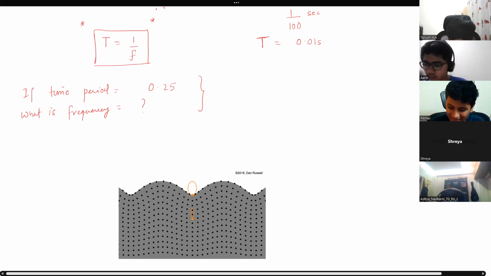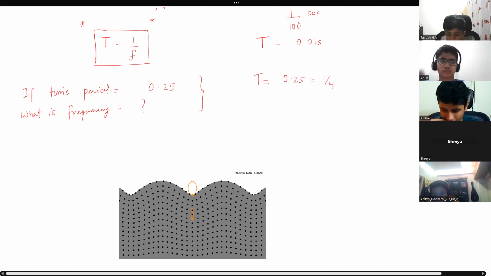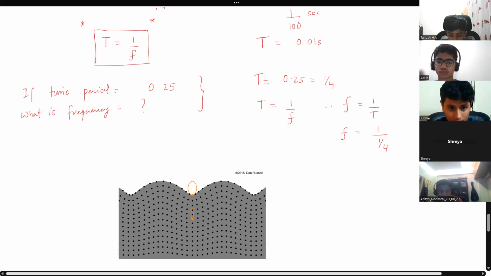Okay. So time period T is equal to 0.25. Always think in terms of fractions: 1 by 4. Then I know T is equal to 1 by F. Therefore, F is 1 by T. Therefore, F is equal to 1 by 1 by 4. 1 by 1 by 4 means 4. Any questions with this, guys?